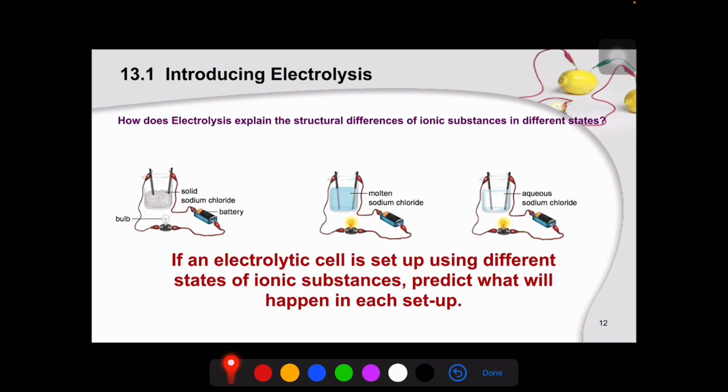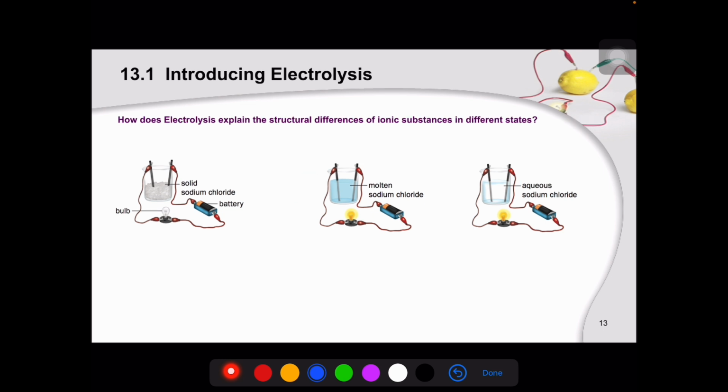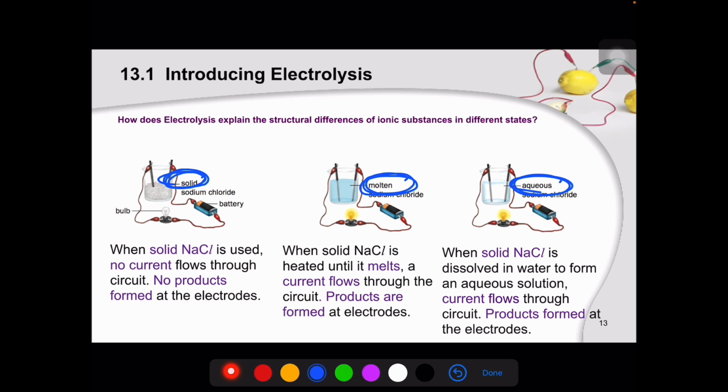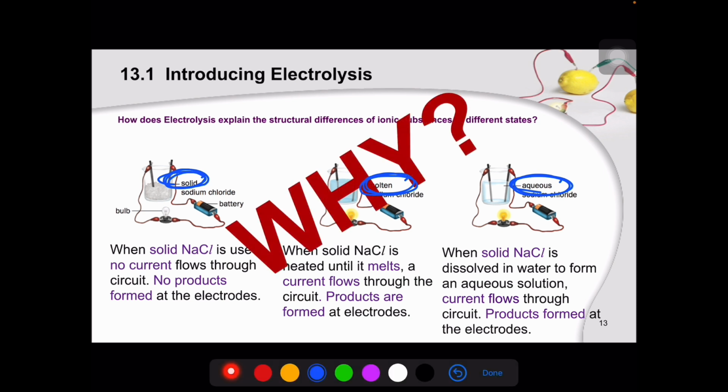So how does electrolysis actually help us to apply this to the concept on ionic compounds in terms of how they conduct electricity? What I'm showing you here, as well as in the notes, is to get you to think: what if the conduction of electricity takes place with a solid ionic compound, or with a molten ionic compound, or with an aqueous ionic compound? What would be the difference in terms of the conduction? As you can see on this screen, the solid one doesn't allow for any conduction of electricity, whereas the molten and the aqueous one allow for that to happen. But why is that the case?